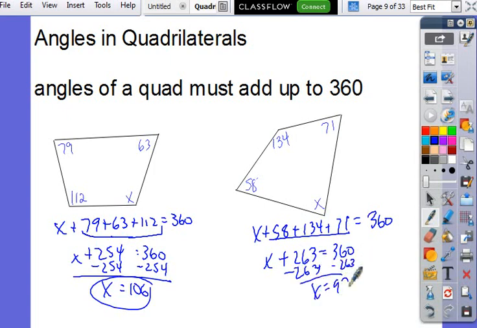How could I check these if I wanted to? Do the vice versa, the opposite. Well, plug in 97 for this X, add up 97, 58, 134, and 71. Make sure you got 360, you got your answer. You can do 360 minus all of them. Yeah, it's the same thing.